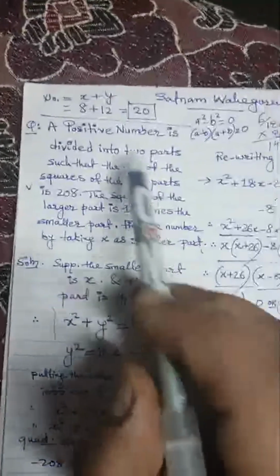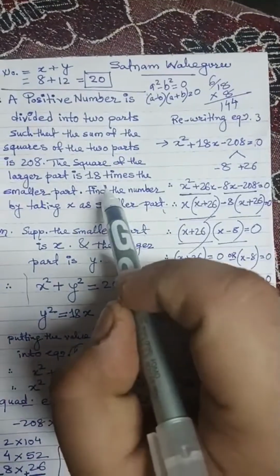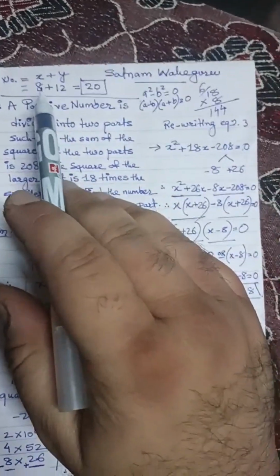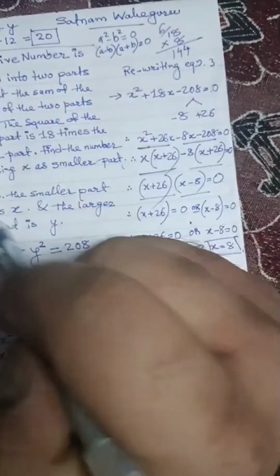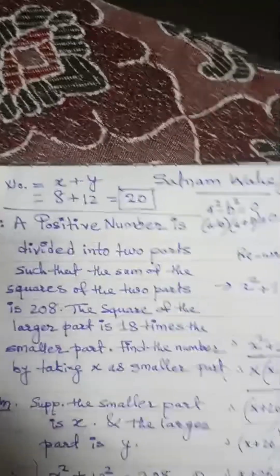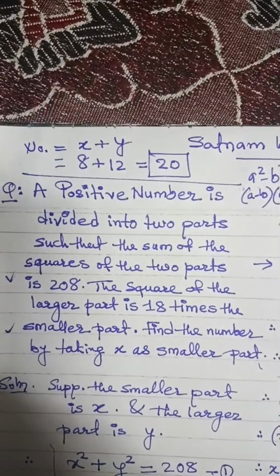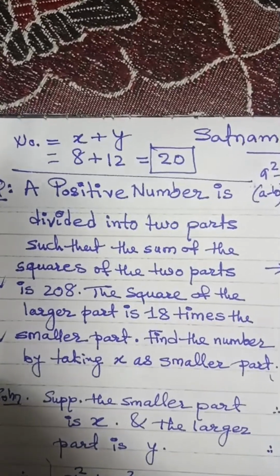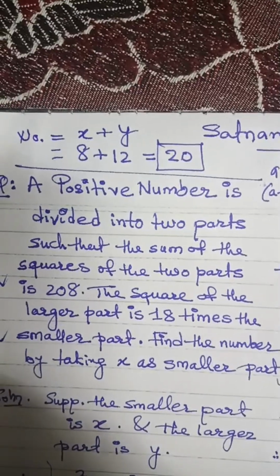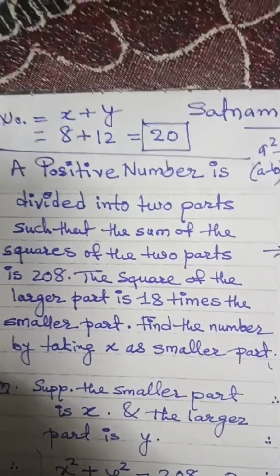The square of the larger part is 12, and its square is 144. It is 18 times the smaller part. Yes, 18 8s are 144. So second part is also complying with the results. So our result is the required number is 20. And if the required parts are asked, then the larger part which is assumed as y is equal to 12, and the smaller part which is assumed as x is equal to 8. So this is how you can solve this quadratic equation problem sum.